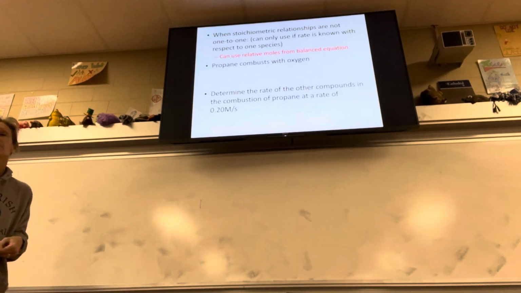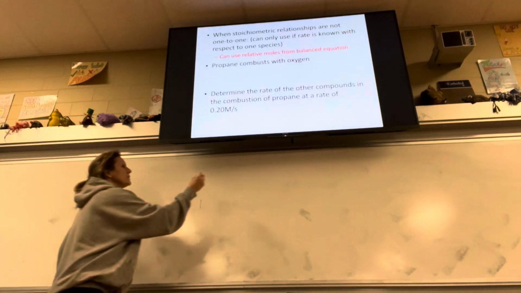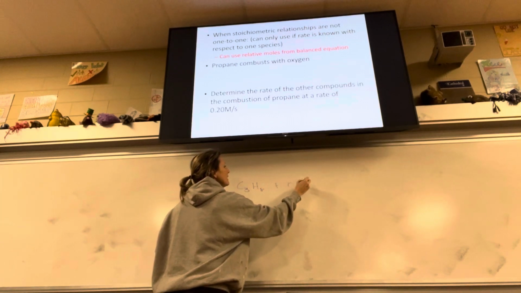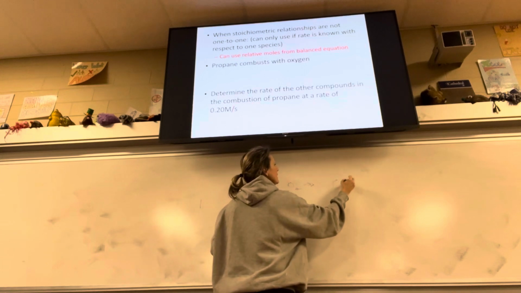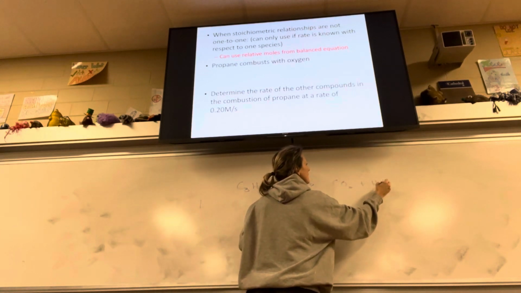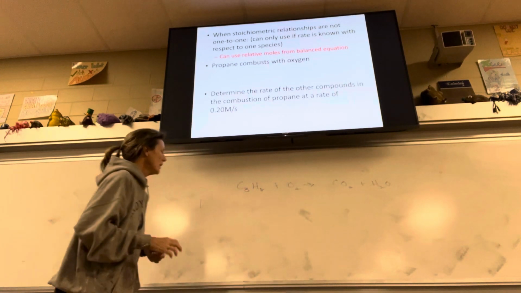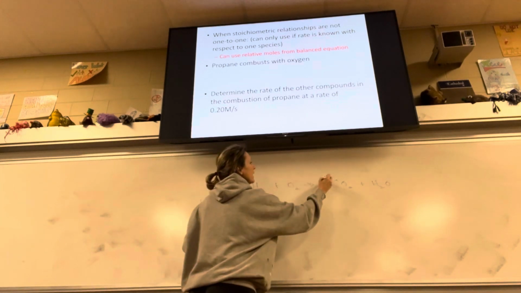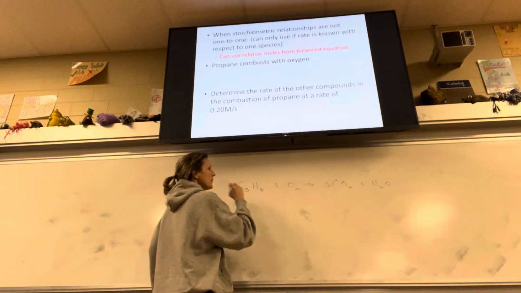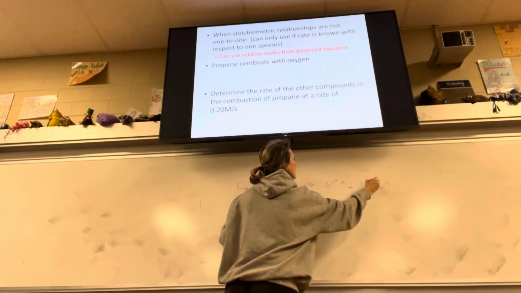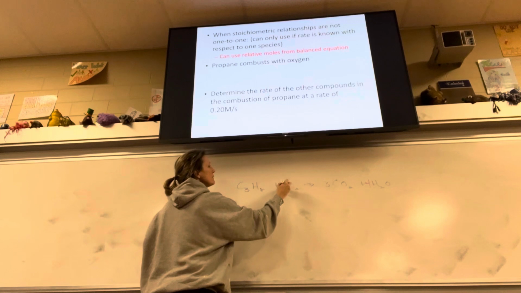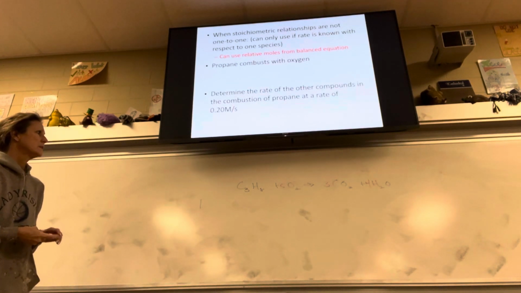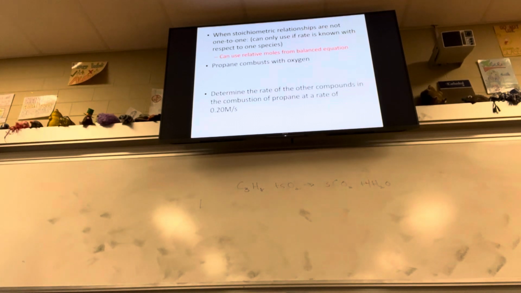Okay, so here with propane combusting with oxygen, we have C3H8 and O2 forming carbon dioxide and water, and then we want to balance this, so we need a 3 and a 4 and a 5, right? Is that balanced? 6, 10, yeah, okay, that's balanced.